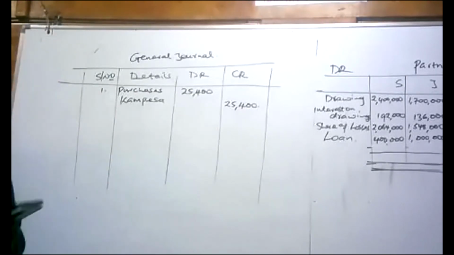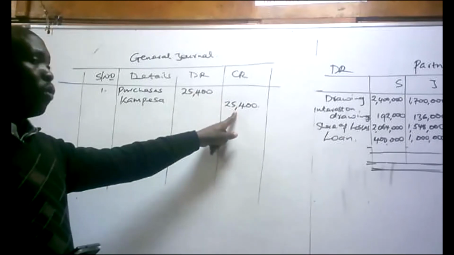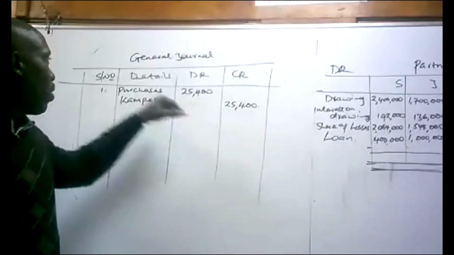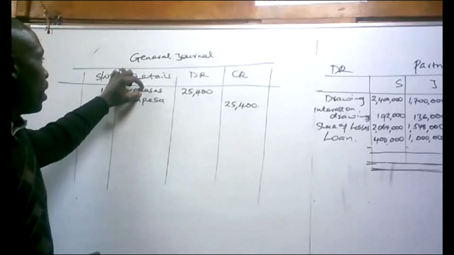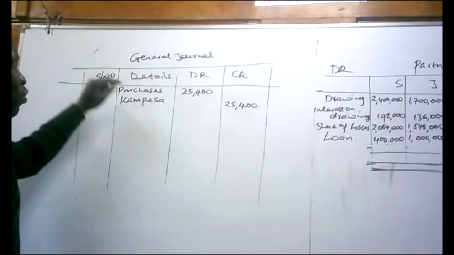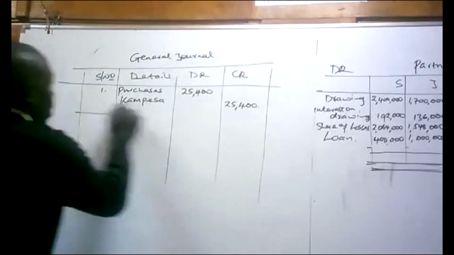25,400. So you simply debit the account that was to be debited, and credit the account that was to be credited. And always, in the general journal, you start by writing the account to be debited, and then below it, you write the account to be credited. The account to be debited should be captured first. That one has been sorted.